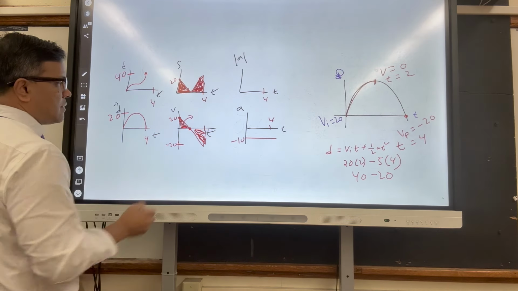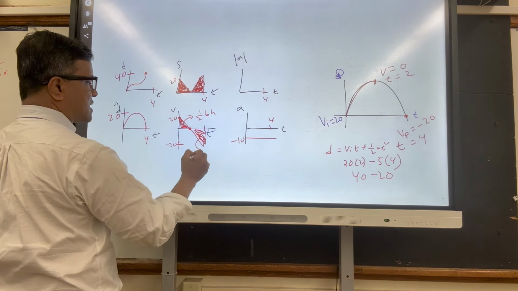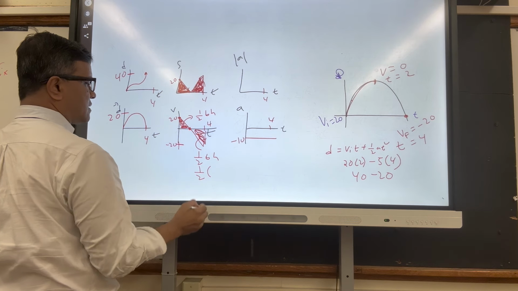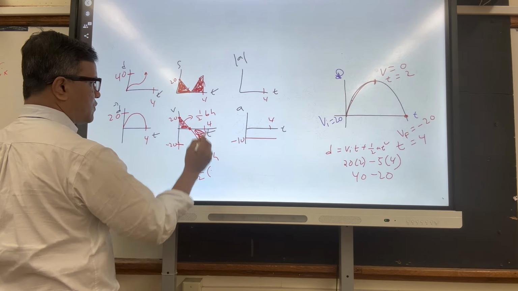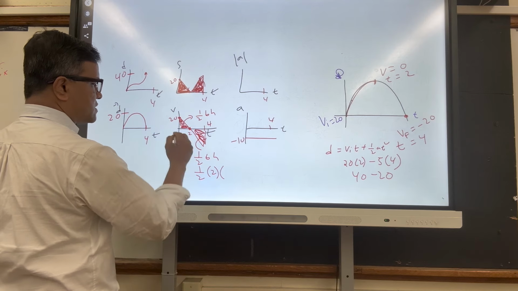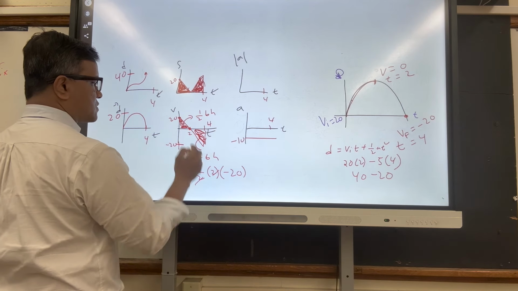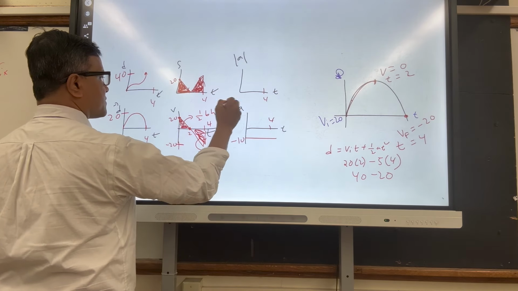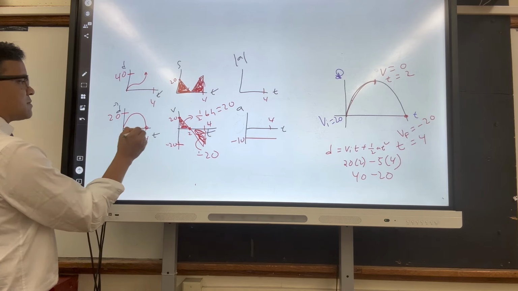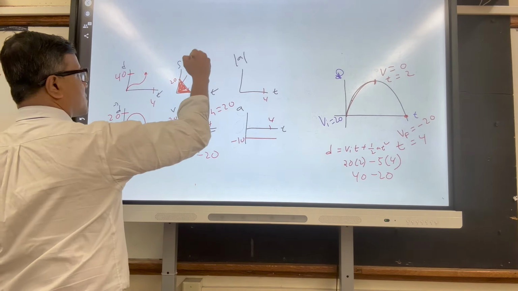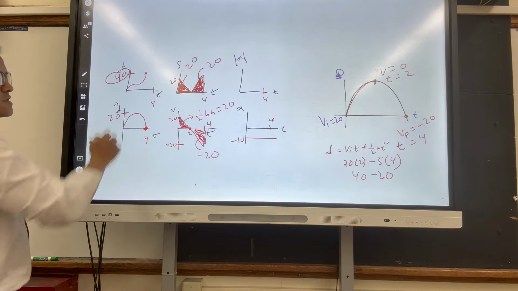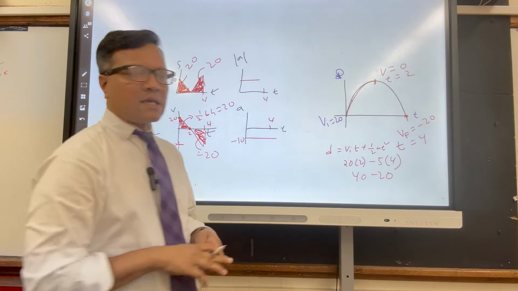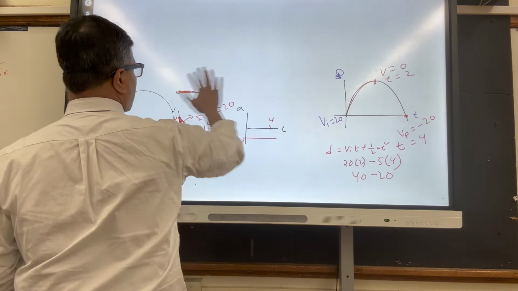So this is half BH. This is half BH. Half B is how much? This is again 4 seconds. B is 2, 4 minus 2 is 2. H is negative 20. So this is negative 20. This is positive 20. So total displacement is 0. This is 20, this is 20, total distance is 40. Acceleration. Okay, good.